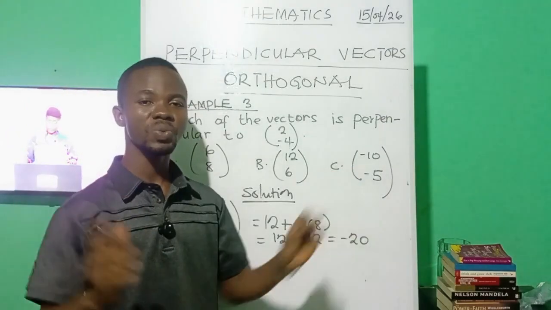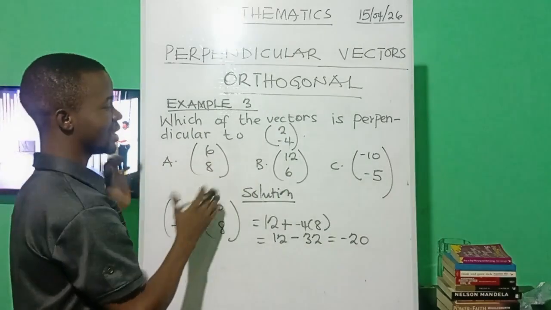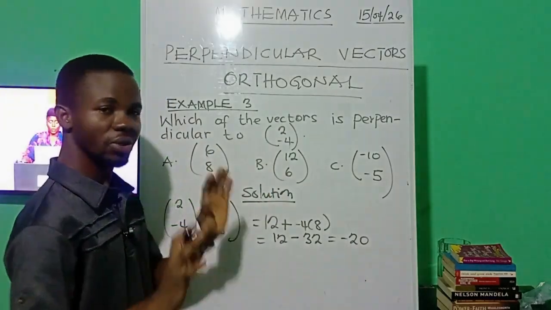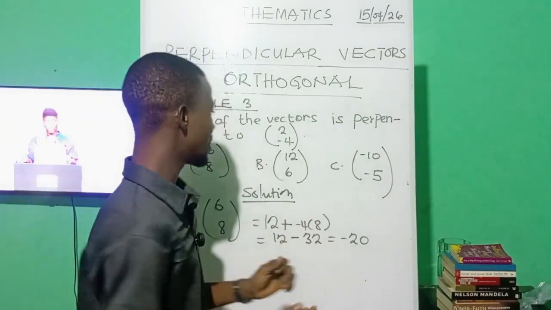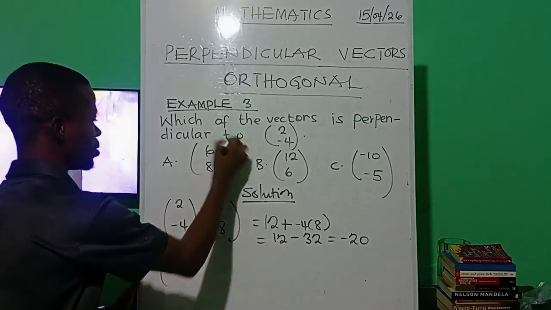So because we didn't get 0, it means the two vectors are not what? Perpendicular. They are not perpendicular. Now the second one.